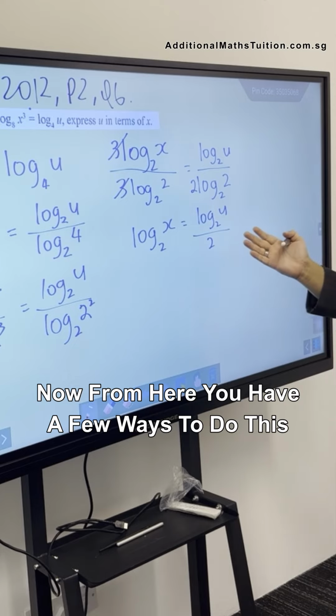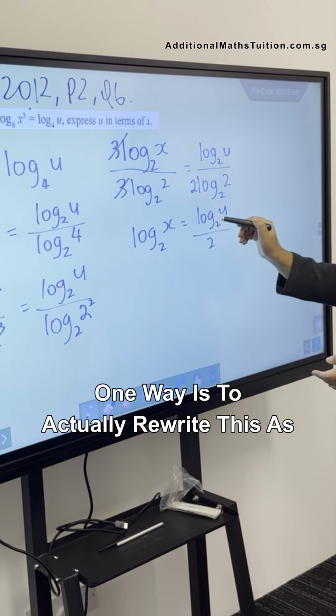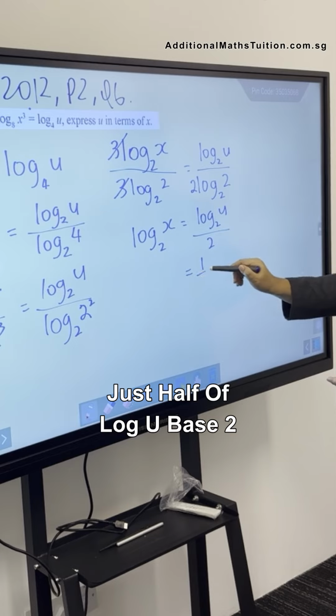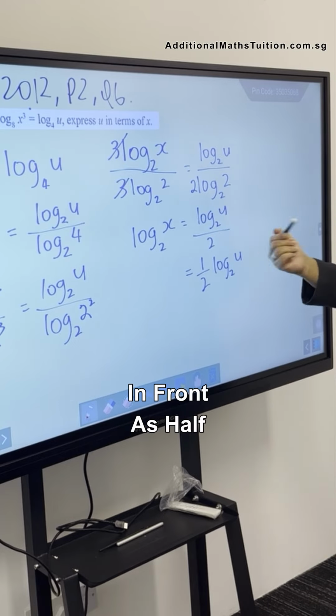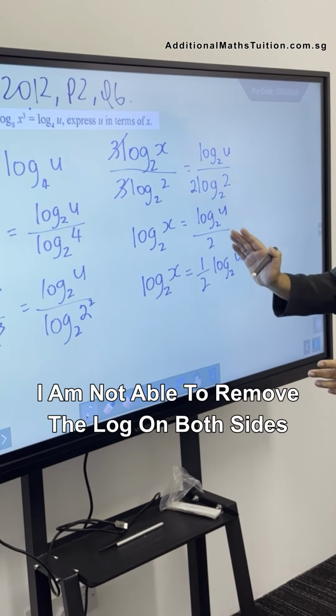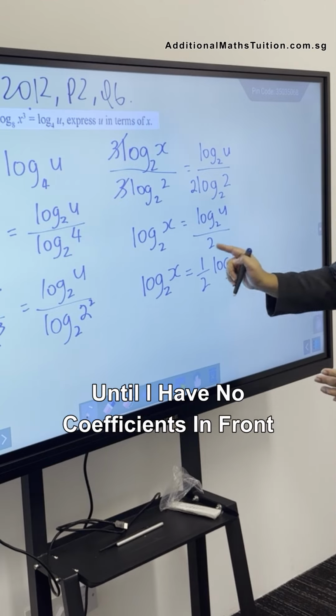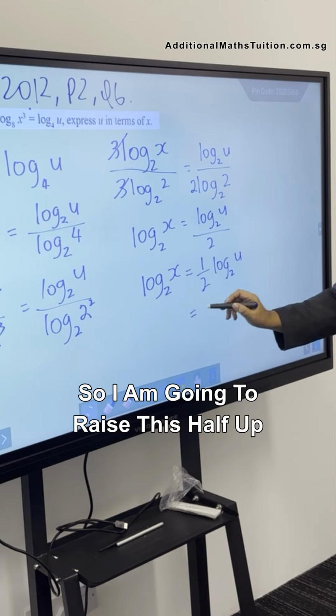Now, from here, you have a few ways to do this. One way is to rewrite this as just half of log u base 2. So instead of writing it as over 2, this can be written as a fraction in front as half. I'm not able to remove the log on both sides until I have no coefficients in front. So I'm going to raise this half up.